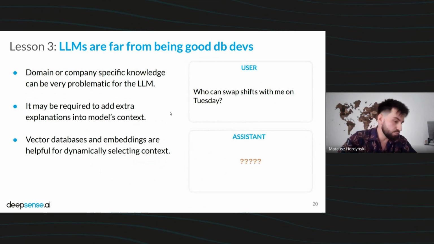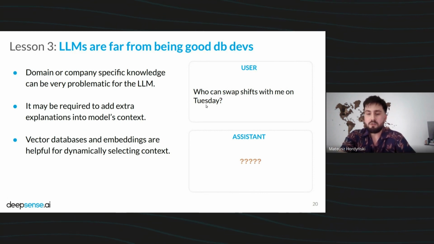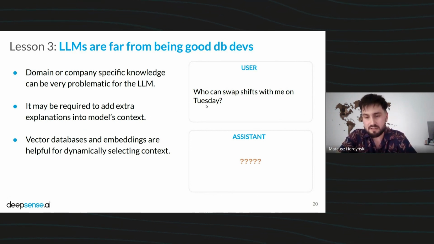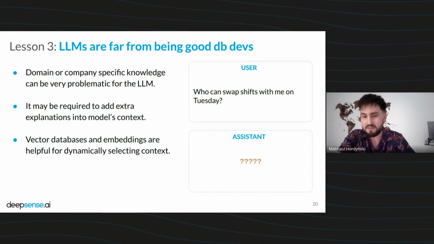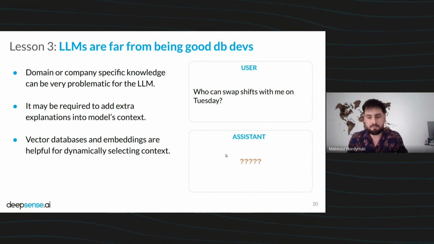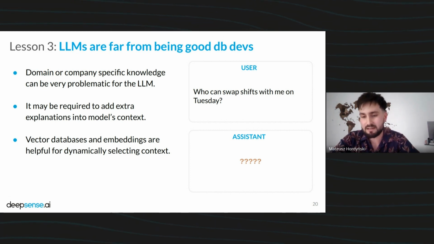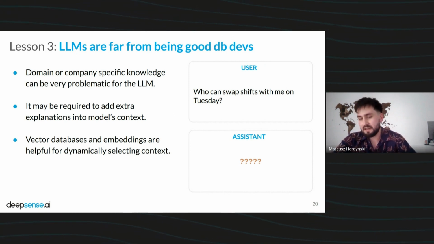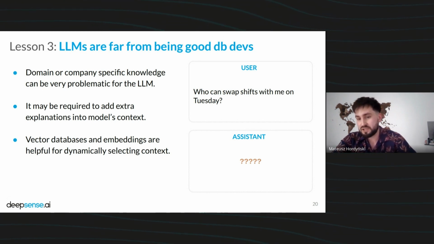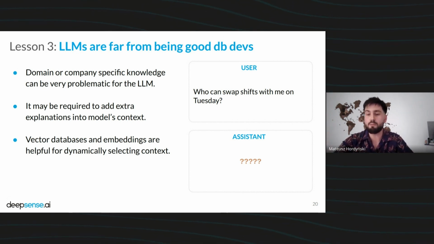Okay, another problem here. I think on this slide, it's best to start with an example. We have a question from the user: who can swap shifts with me on Tuesday? And as a response, I just type question marks, but probably the model will respond with some query. But I'm 100% sure that the query would make no sense here, because it's really hard for the model to know what swap shifts means. It's very specific to the given company, yeah.